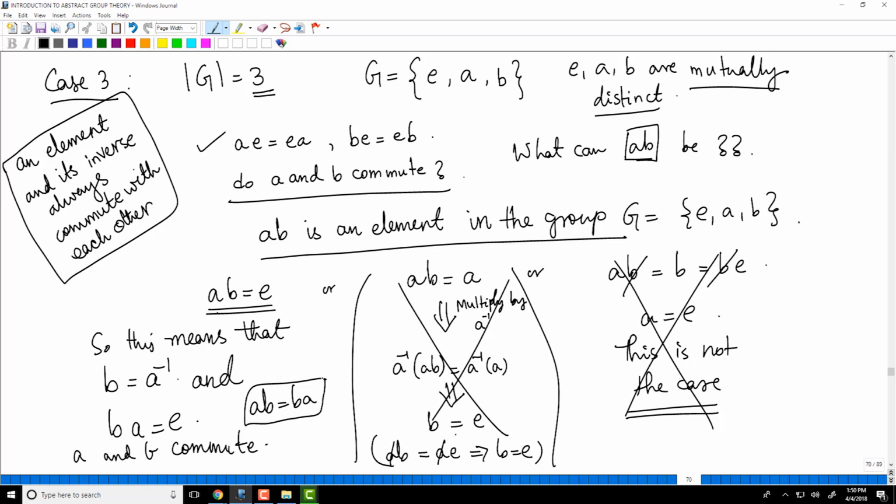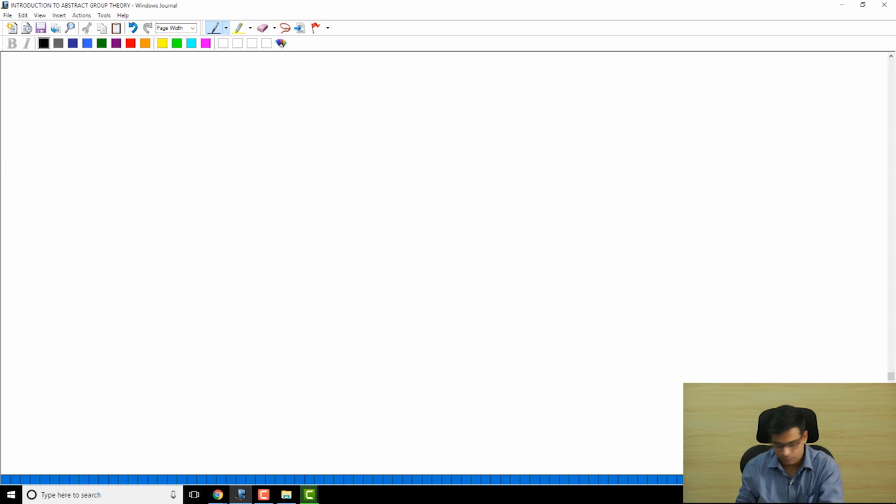If AB equals BA, then G must be abelian, because if G is not abelian, there must exist two elements in it which do not commute with each other. In our case, G is a group of three elements, E commutes with A, E commutes with B. The only possible violation of abelianness is if A and B do not commute with each other, but we have just concluded that A and B commute with each other. So, G is abelian. So, we are done with case 3.